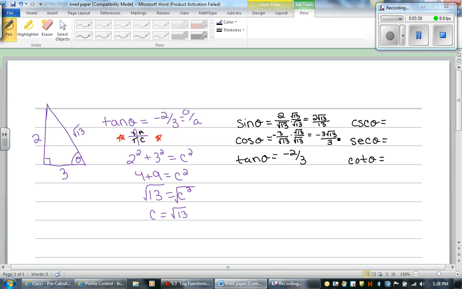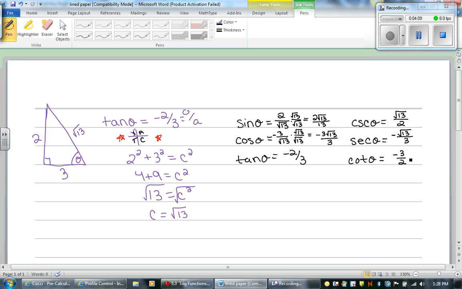Okay. Now my reciprocals are simply that. They're the reciprocal of the function value. So I can go ahead and take the reciprocal of 2 over the square root of 13. And remember, I'm going from the original, because if I go from here, I'm going to have to re-rationalize it. I don't want to make more work for myself. So cosecant is going to be the square root of 13 over 2. Secant is going to be negative square root of 13 over 3. And cotangent is going to be -3/2.